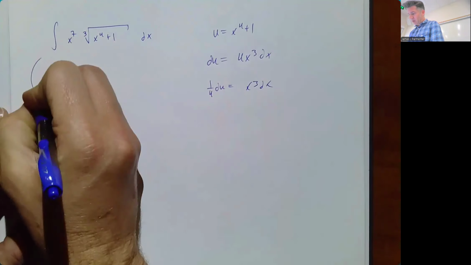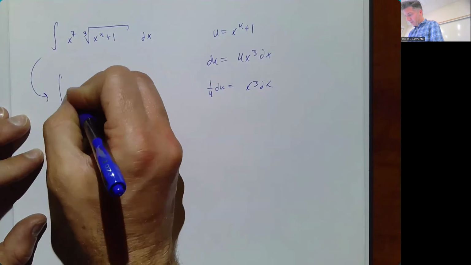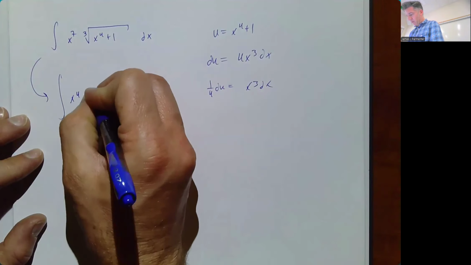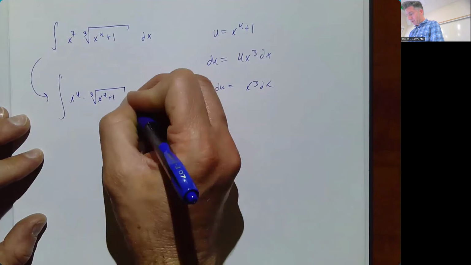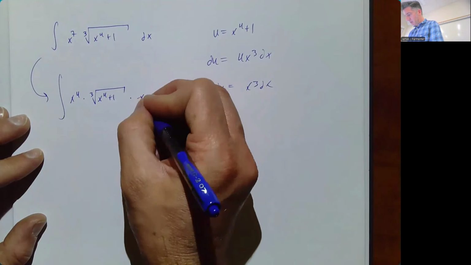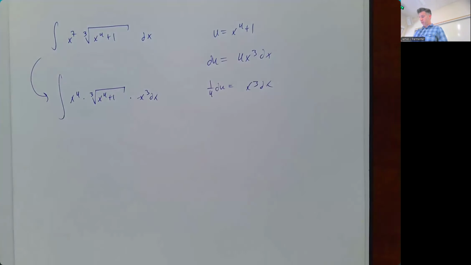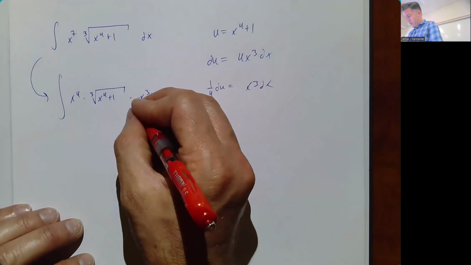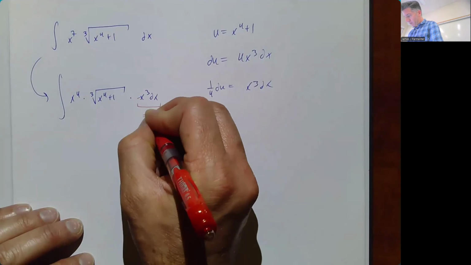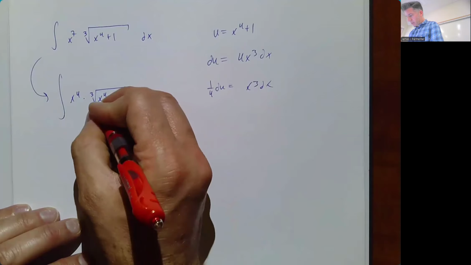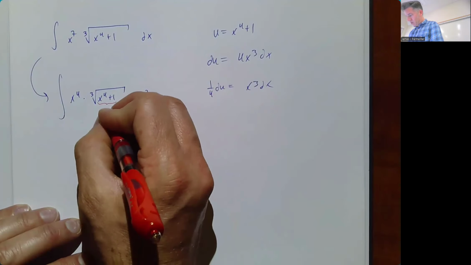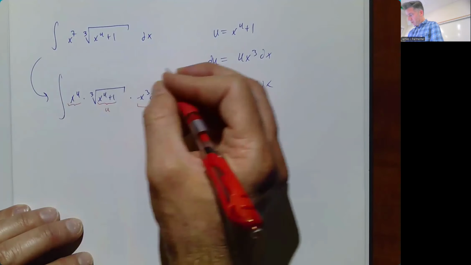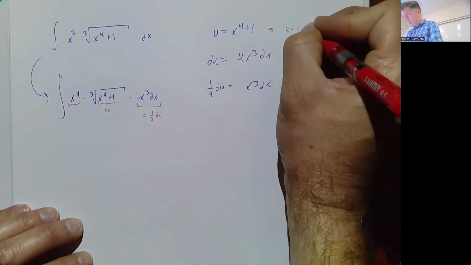I'm going to rewrite this integral as the integral of x to the 4th times the cube root of x to the 4th plus 1 times my x cubed dx, and then things are looking pretty great. x cubed dx is equal to 1/4 du. x to the 4th plus 1 is equal to u, and x to the 4th is equal to u minus 1.